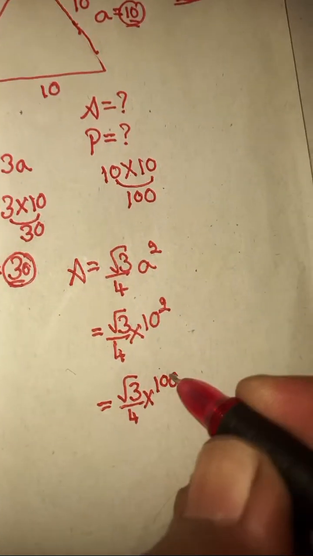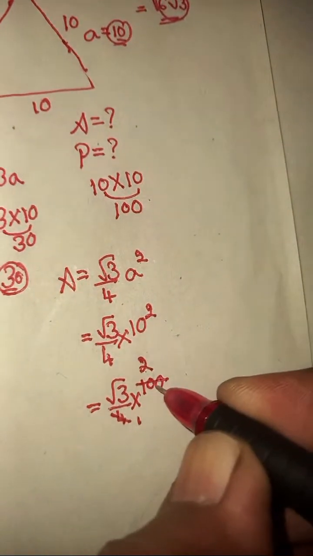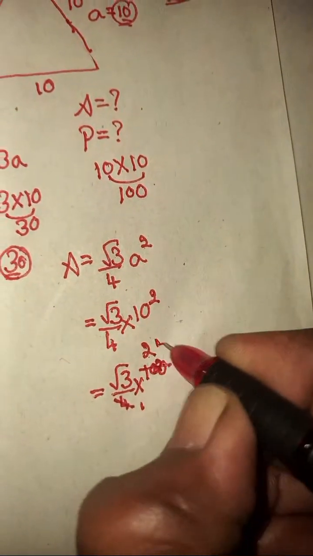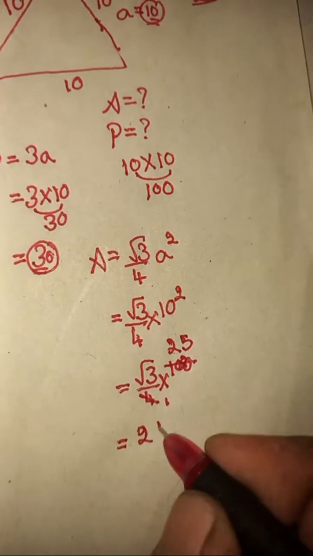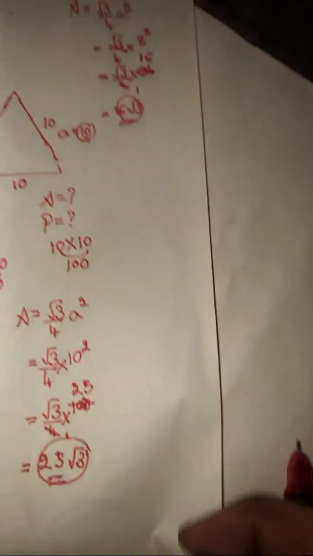You can divide 100 by 4: 4 1 times, 4 2 times is 8. 10 minus 8, 2 remains, it becomes 20. 4 5 times is 20. Now if you multiply 25 and root 3, it becomes 25 root 3. Since it is area, it is square units.